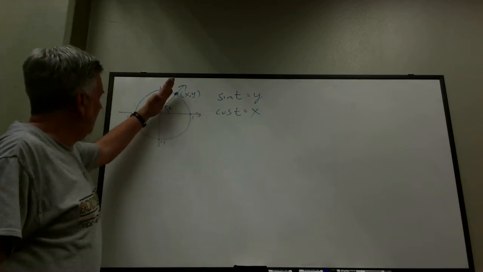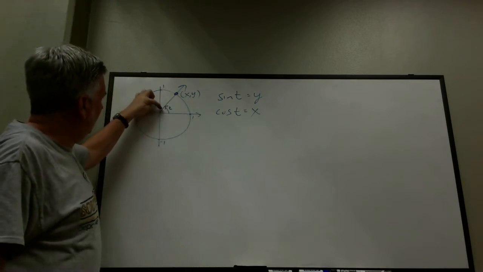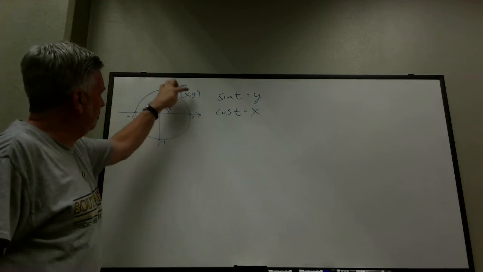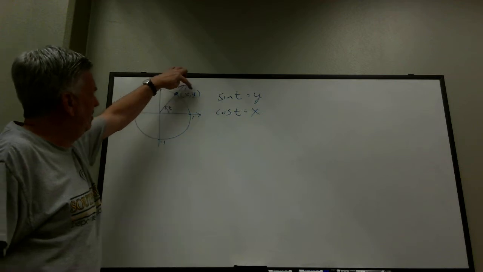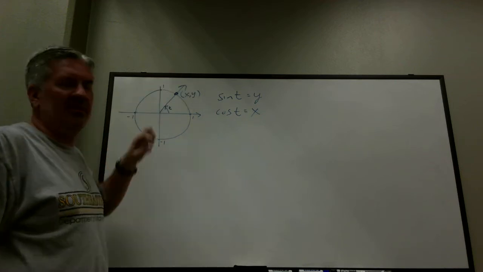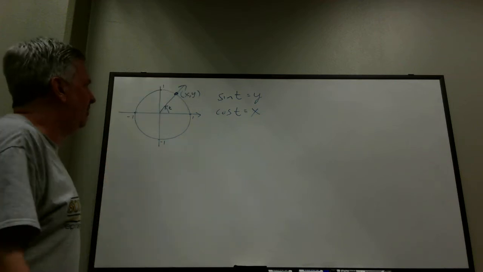So here's an angle in standard position. Where that terminal side crosses the unit circle, the circle of radius 1, you call that point x, y. Sine of that angle is the y value. Cosine of that angle is the x value. That's all it is. Now be careful.